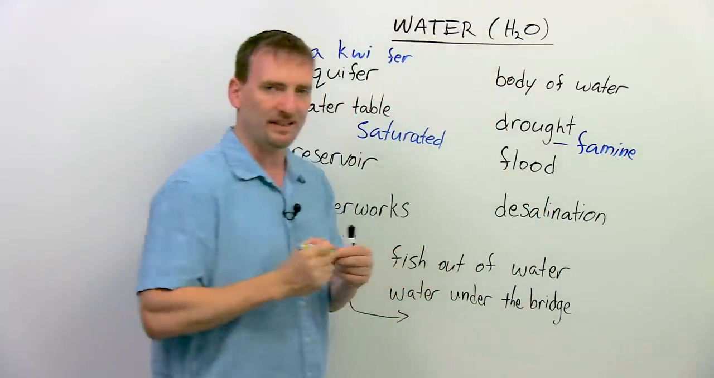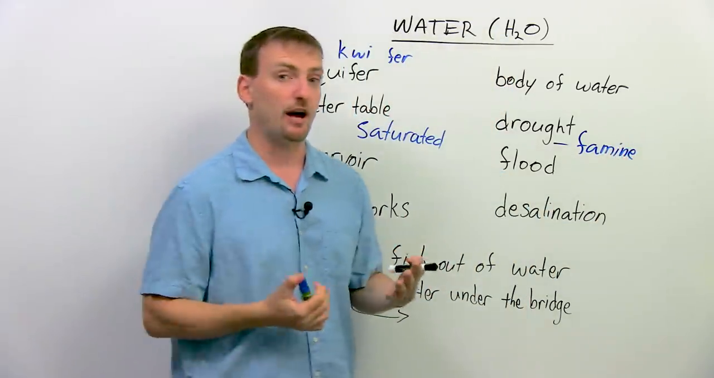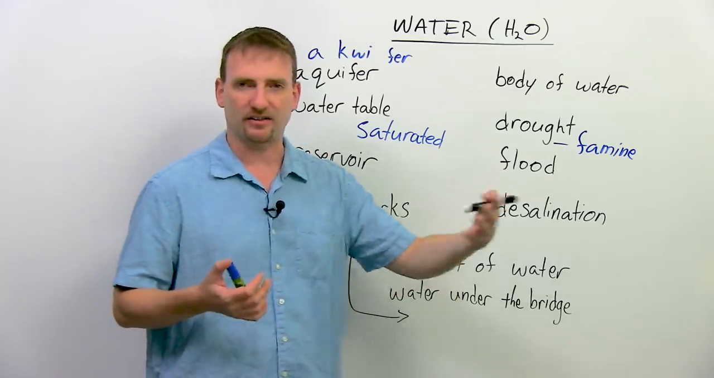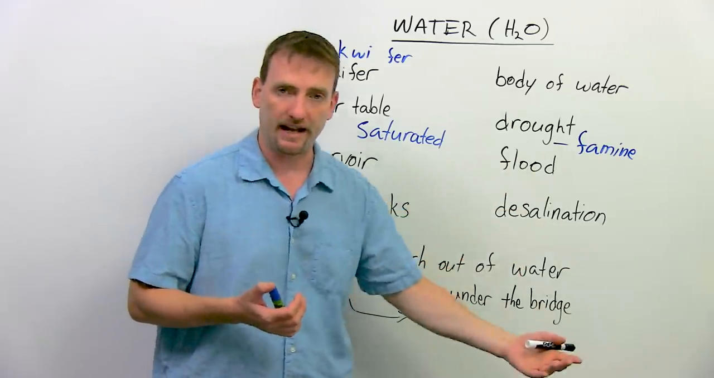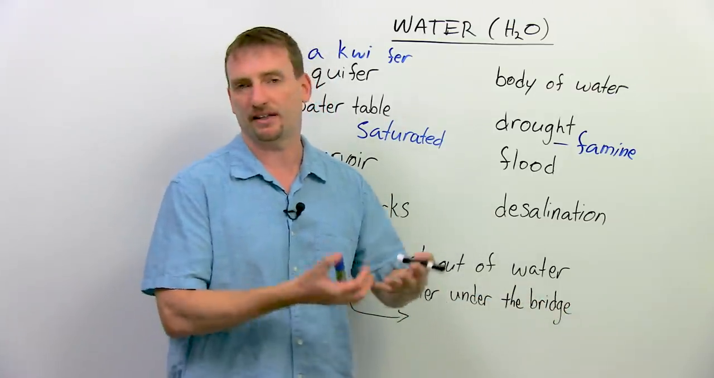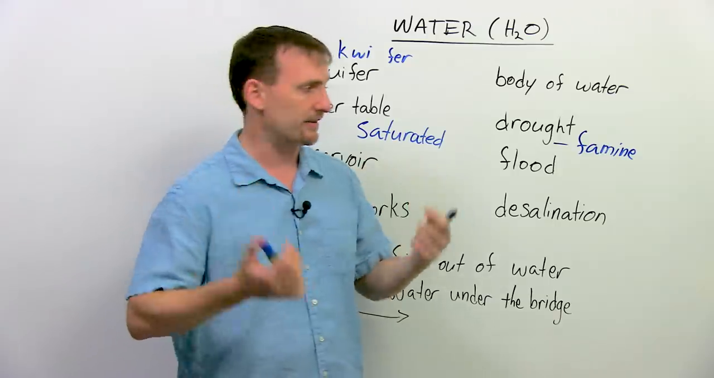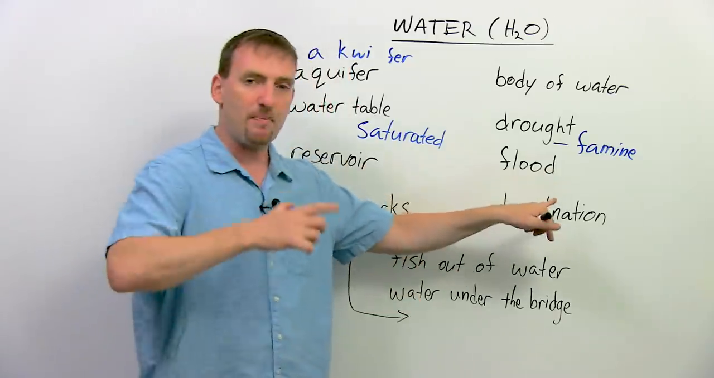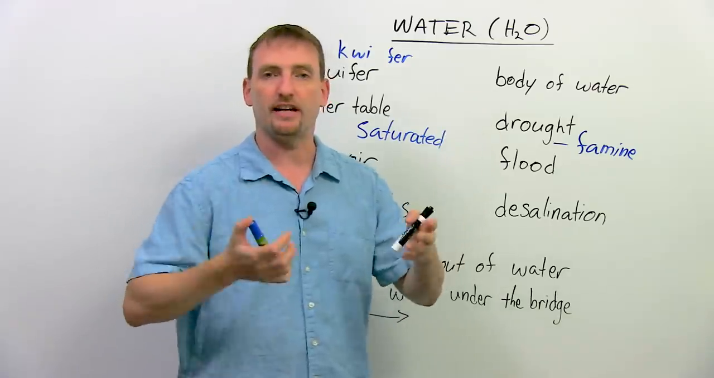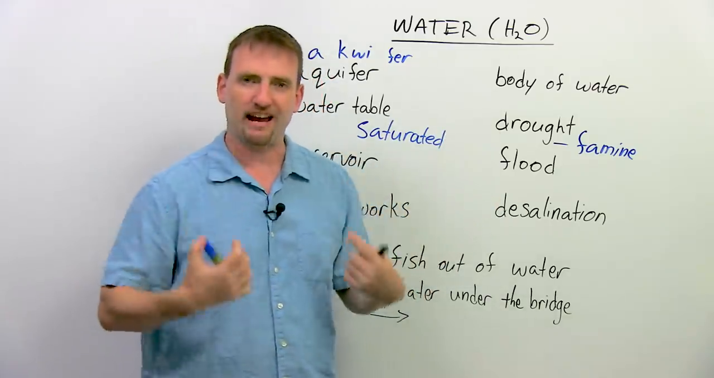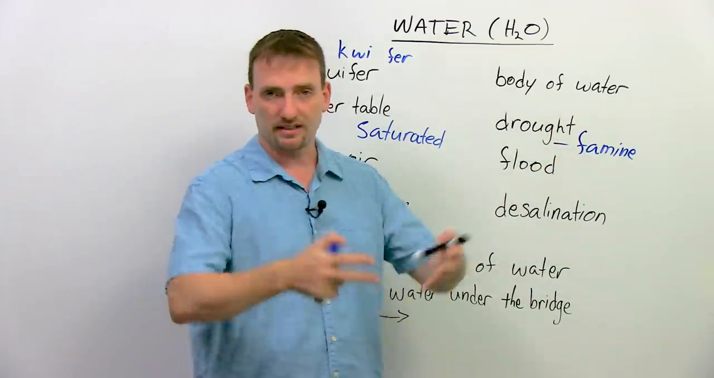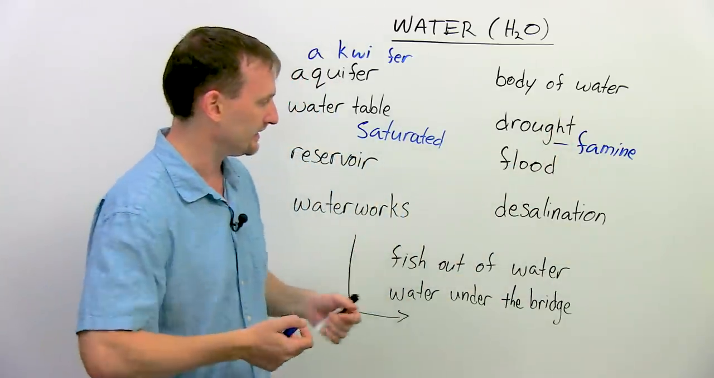So if a region is suffering from a drought for a long time, and eventually all the vegetables die and all the grass and all the plants die, then all the animals die, eventually humans start to die off because they have nothing to eat and nothing to drink, of course. The opposite is a flood, where it just rains and rains and rains, and there's so much water and the ground can't soak it up, so all the water comes and sits on the surface. Sometimes it covers entire cities.